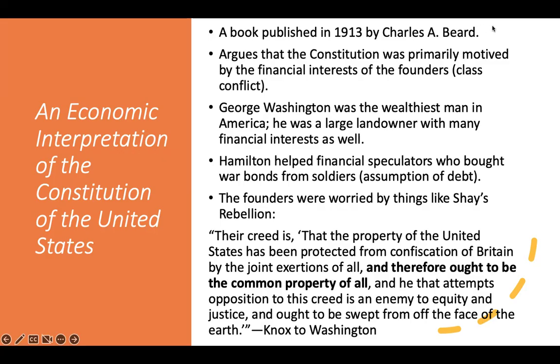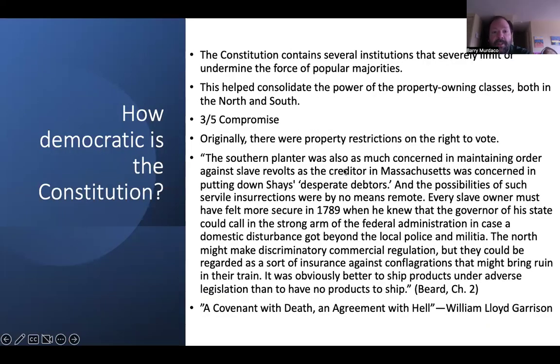So Henry Knox, who's another close aide to Washington, writes here, "Their creed is that the property of the United States has been protected from confiscation by Britain by the joint exertions of all, and therefore ought to be the common property of all." So here you have this notion of not private ownership, but common ownership, or common property, maybe not even necessarily ownership, but just common use of things. "And he that attempts opposition to this creed is an enemy to equity and justice and ought to be swept from off the face of the earth." And that's basically what happened.